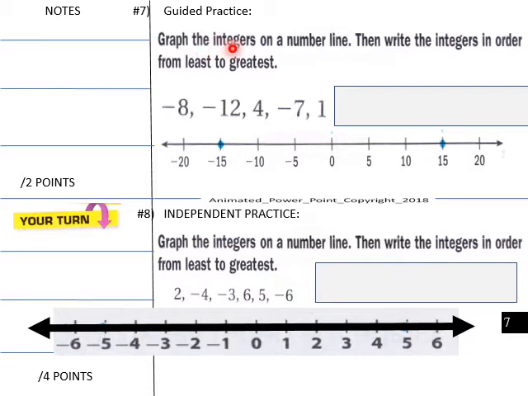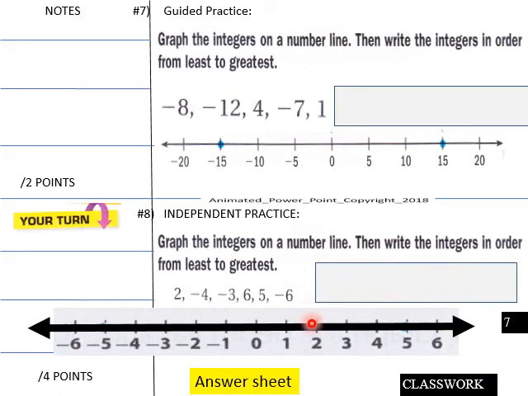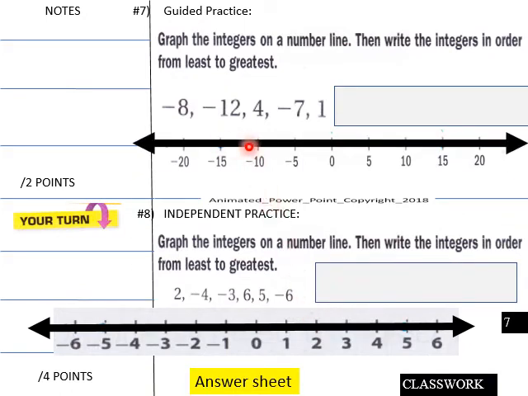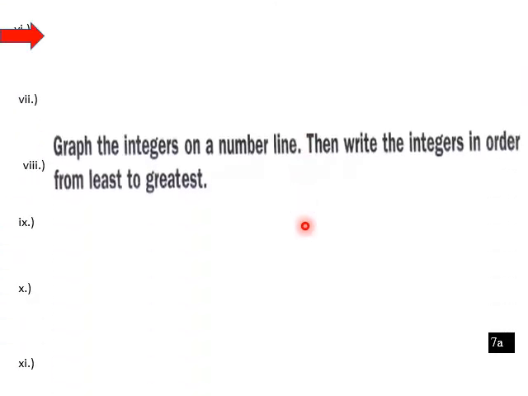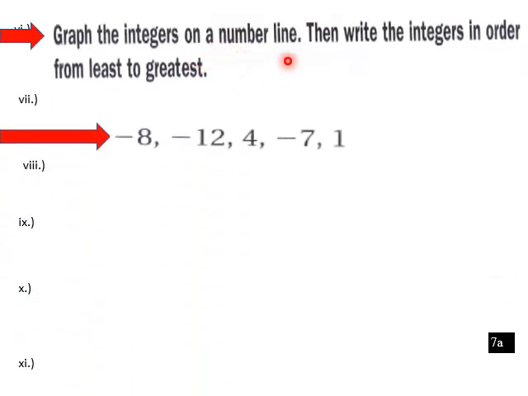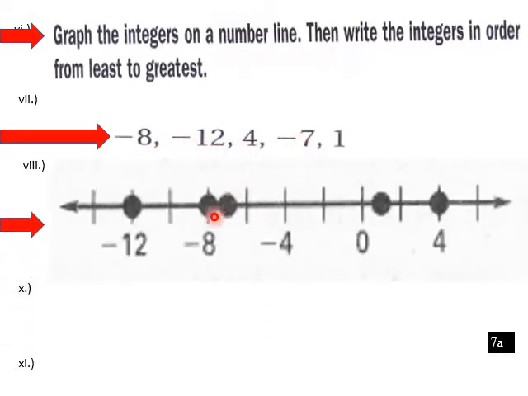So let's try one on our own. Graph these integers on a number line, then write the integers in order from least to greatest. Same thing down here for you students. Let's do our guided up here first. Let's go into our guided here. Graph the integers on a number line. So here they are: -8, -12, 4, -7, and 1. So here's what they would look like.